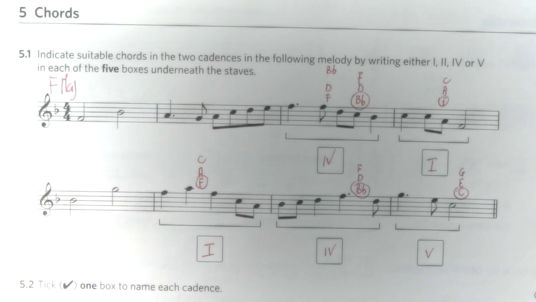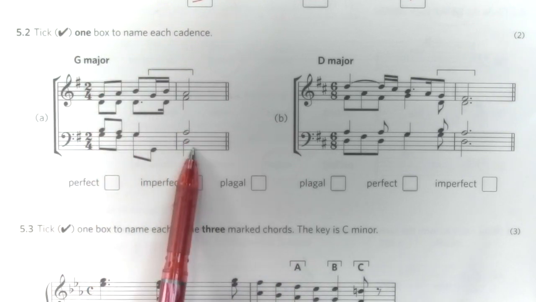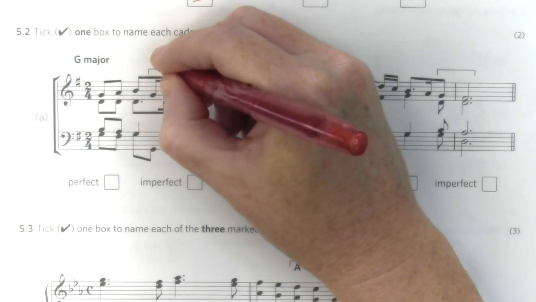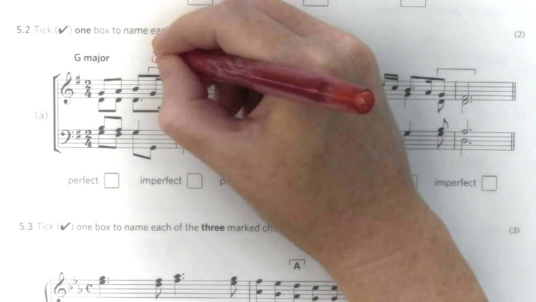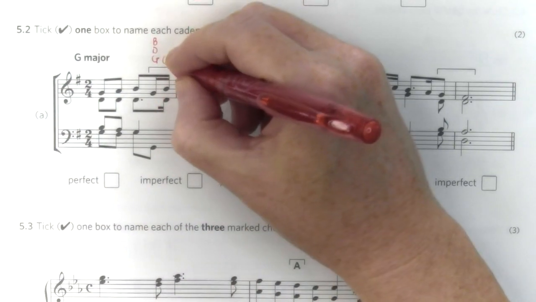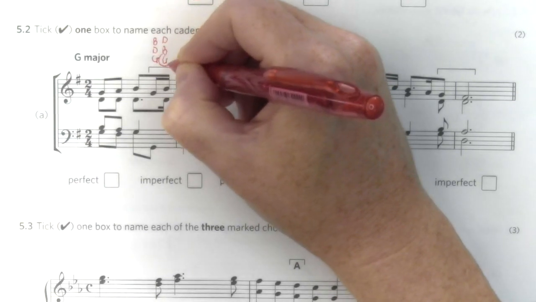Okay, I hope this was clear. Let's move on to the next one where we need to identify the cadences. Here they tell us the key. Still we need to identify the chords. In this chord we have Sol, Re, and Si. In order, Sol, La, Si, Do, Re. Okay. The bottom note is Sol.